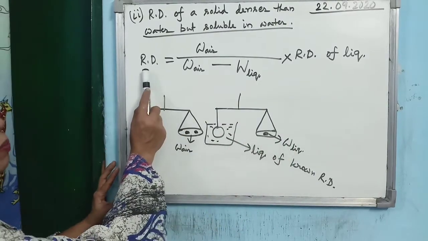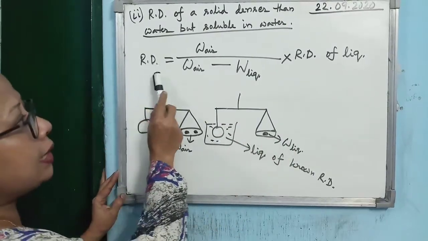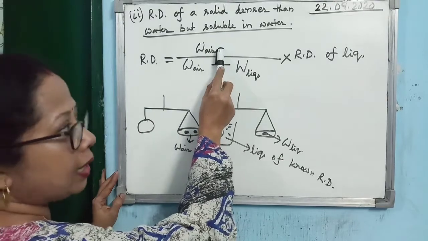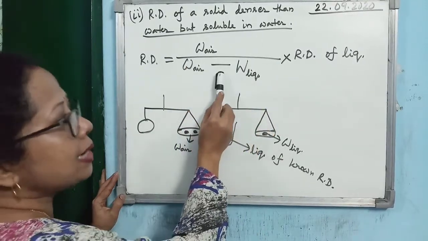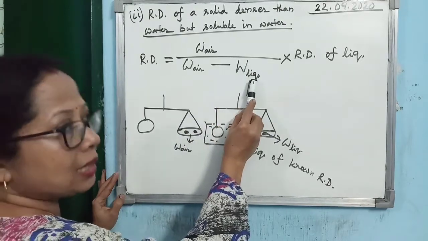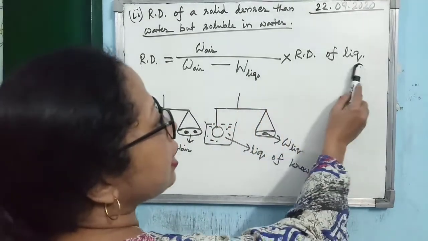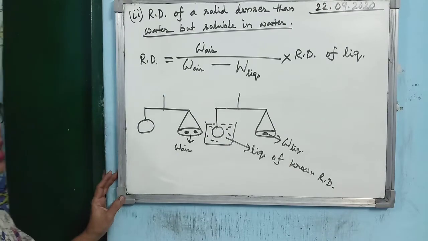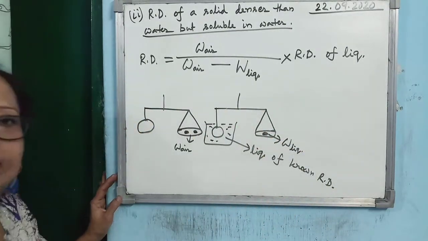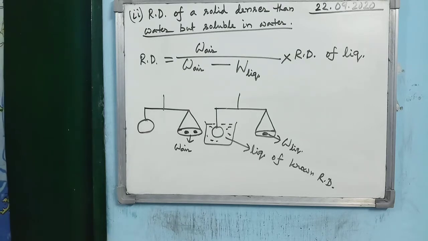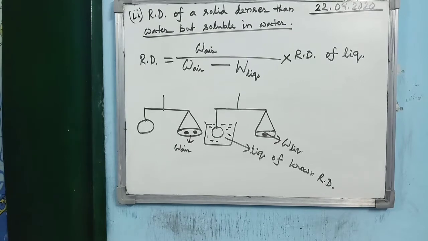Then what will be the formula to measure the RD? It will be weight of the body in air divided by weight of the body in air minus weight of the body inside liquid, into RD of the liquid. So utilizing this formula and doing the experiment this way, one can find out the relative density of a solid which is denser than water but soluble in water.